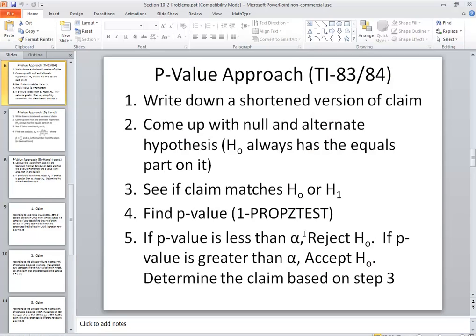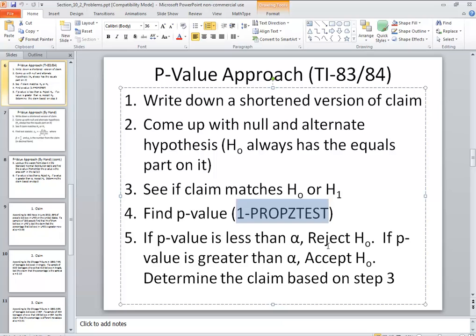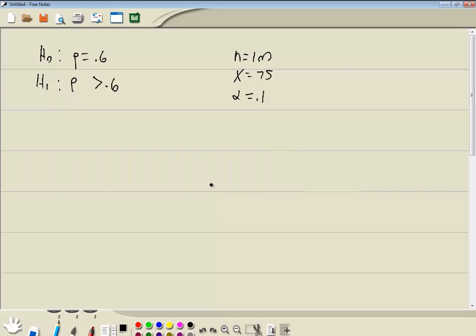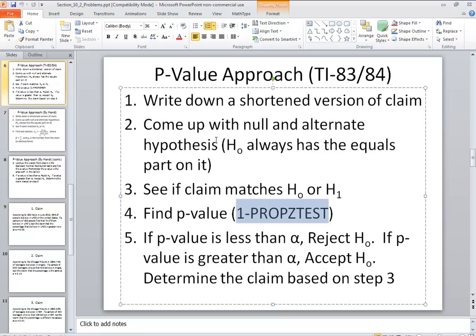And they tell us here we're going to be using one prop z test. They don't really give the claim. They dive right in with H naught and H1, so we can't really do step 1, can't really do step 3. So let's go to one prop z test.